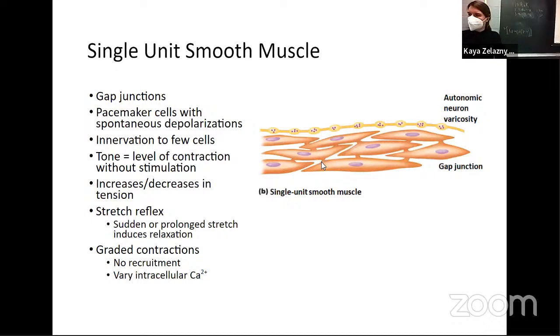So those are pictures of those gap junctions, which is just that connection cytoplasm to cytoplasm, like a hole straight through.